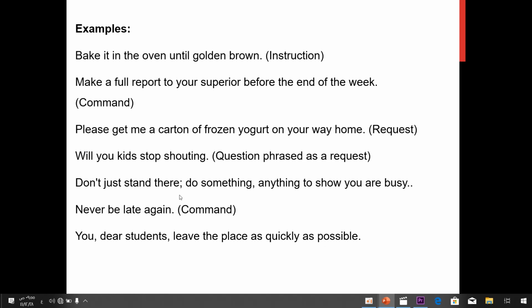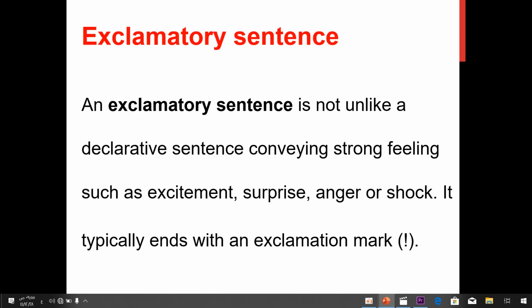Don't just stand there. Do something, anything to show you are busy. Never be late again. You, dear students, leave the place as quickly as possible. We want to finish now with the exclamatory sentence. An exclamatory sentence is not unlike a declarative sentence, conveying strong feelings or emotion such as excitement, surprise, anger, or shock. It typically ends with an exclamation mark.